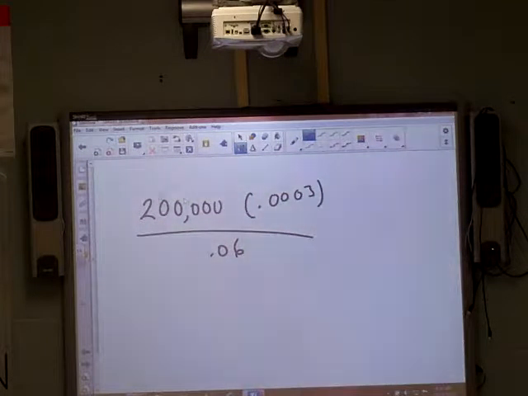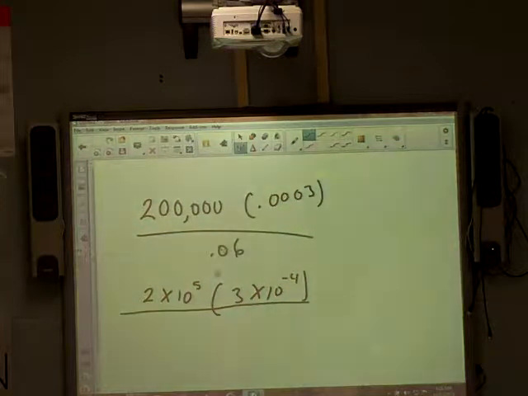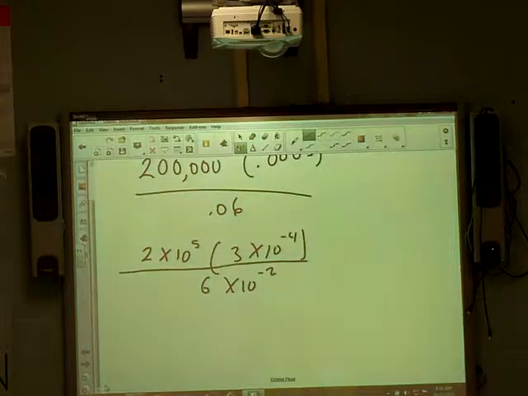So if they did the 200,000, that would be 2 times 10 to the 1, 2, 3, 4, 5, right? Times, if I wrote this in scientific notation, that'd be 3 times 10 to the negative 1, 2, 3, 4, divided by 0.06 would just be 6 times 10 to the negative 2. Okay, so now what, I know you could have already typed it in your calculator and had the answer, but just humor me right now.